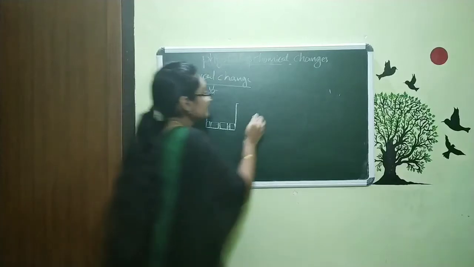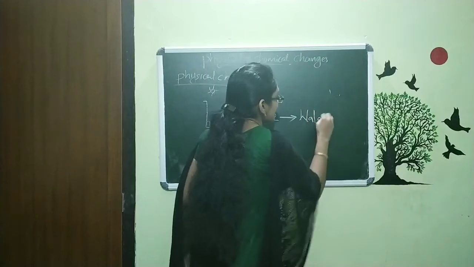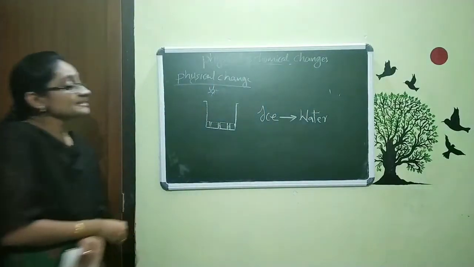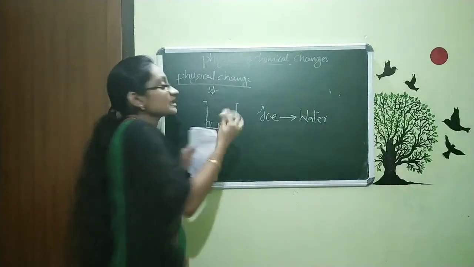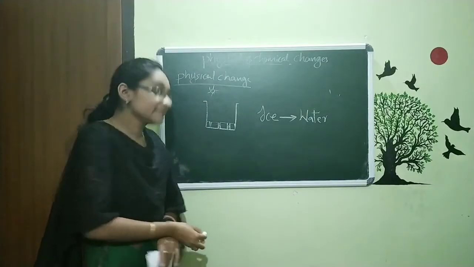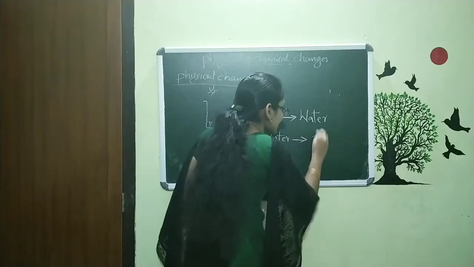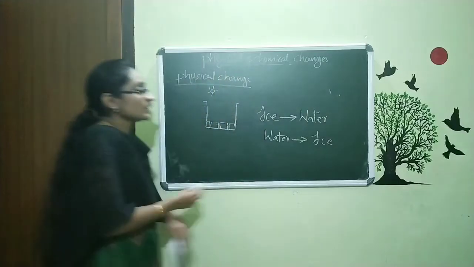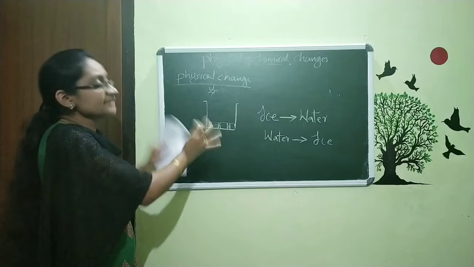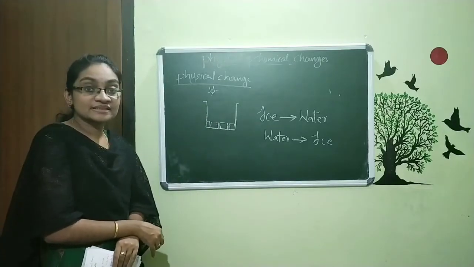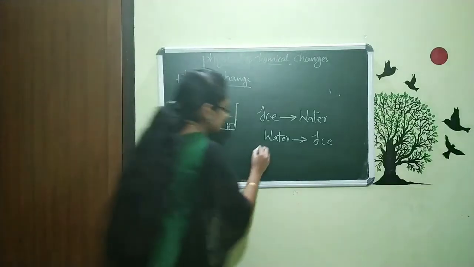So, at first it was ice and now it is water. And again when I keep this beaker in the refrigerator, what happens? Again the water turns into ice. So, here you can see what change occurs. Here one sort of change occurs. And what type of change is here? The change occurs with the state of matter.